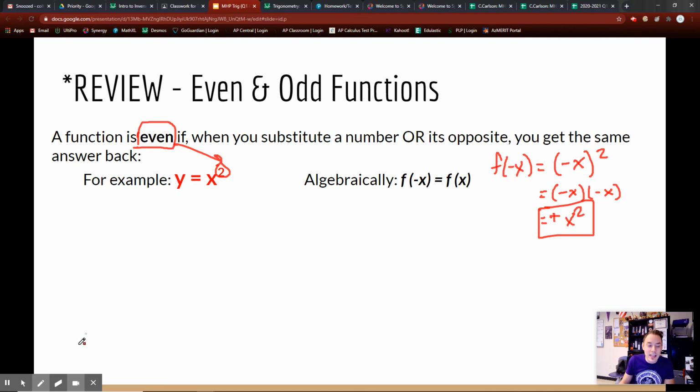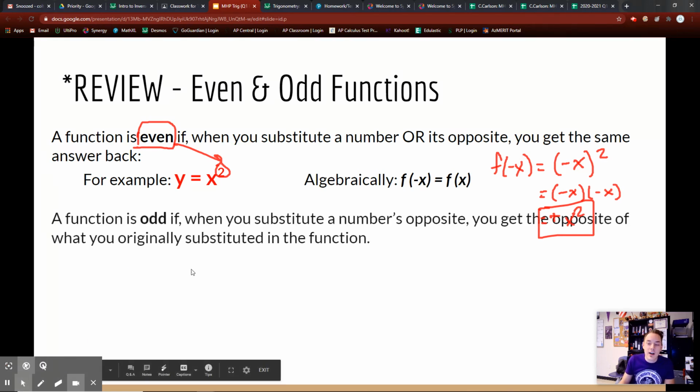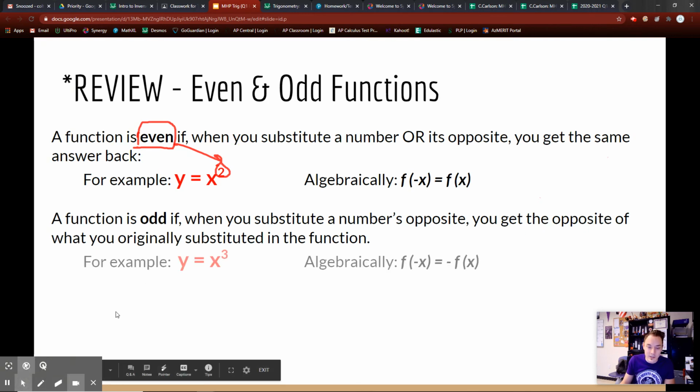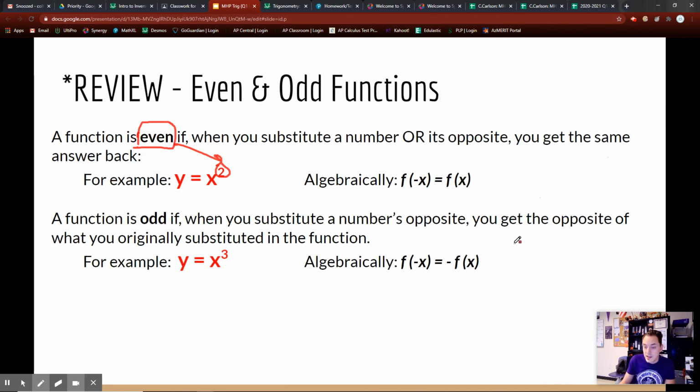It's what we call an even function, okay? Now, if I have what we call an odd function, it's almost exactly the same, but something slightly different. And that is if I have, let's just say, a cubic function, and I plug in a negative to test it. So negative x, plug in a negative.